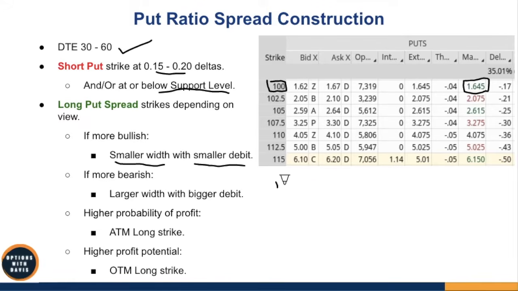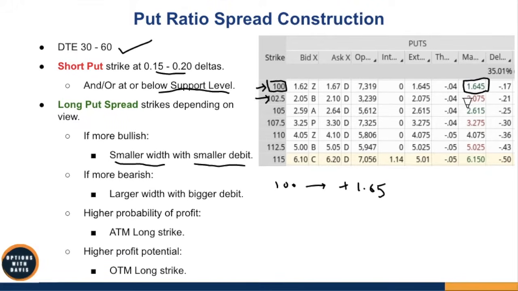So for the 100 strike price, let's say we're going to be receiving a credit of $1.65. When we are constructing this long put spread, we want to have a debit of anything that's lesser than $1.65. So let's see what we can construct. Let's go for a smaller width. We'll buy the 102.5 strike price and sell another 100 strike price, so the put spread of 102.5 to 100.